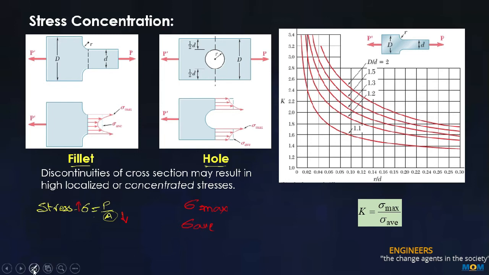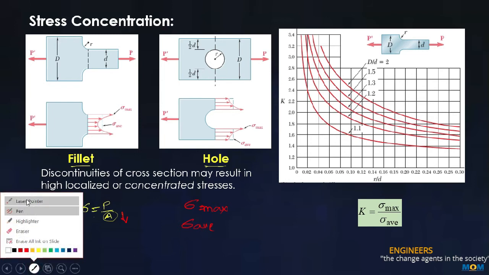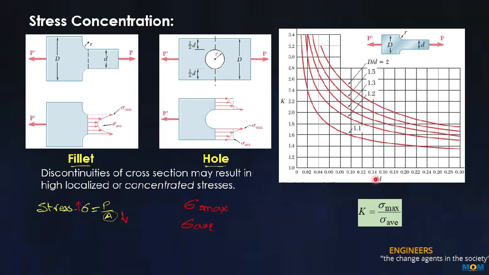Now along the horizontal axis, we have the ratio of radius upon the smaller diameter. This is the ratio of the radius of the fillet over the smaller cross section. Now these lines show the ratio of the larger cross section over the smaller cross section. Once we know these two ratios, we can calculate the value of the stress concentration factor, that is K.